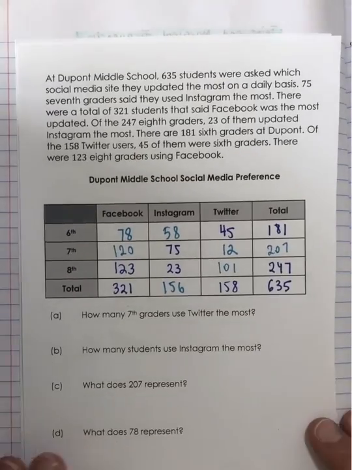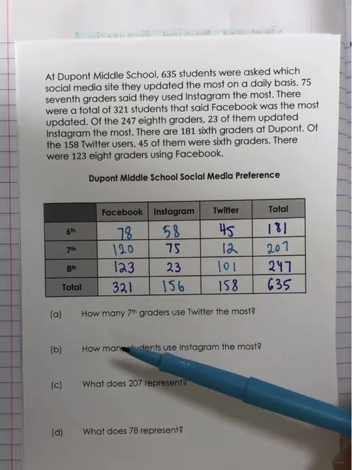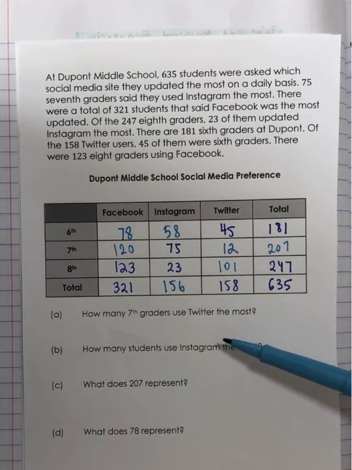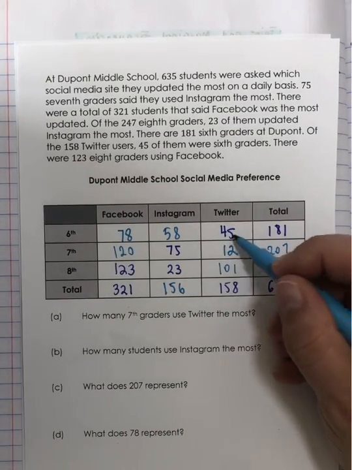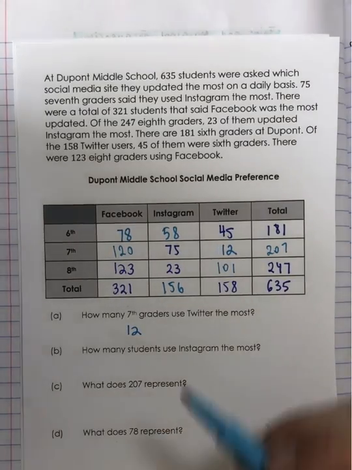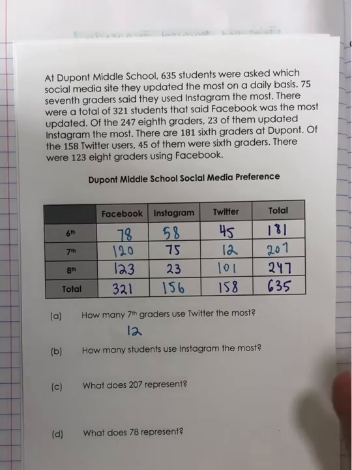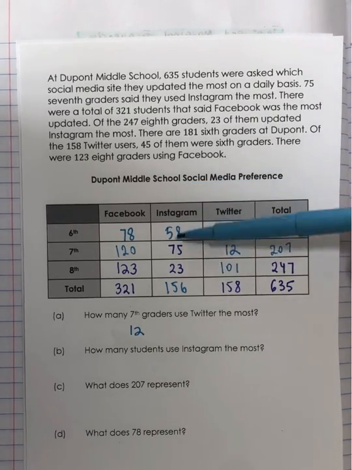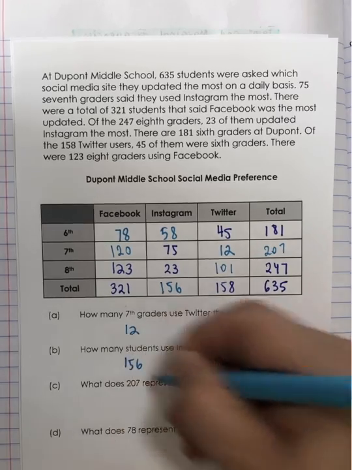So now that we filled in this entire table, we can answer the questions that are below it. So the first question is, how many 7th graders use Twitter the most? So if I look at 7th grade Twitter users, that's this number right here. We know that there were 12 of them. How many students use Instagram the most? So we want to know all of the students that use Instagram. So if I look at this column at the bottom, this is the total, so it's 156.